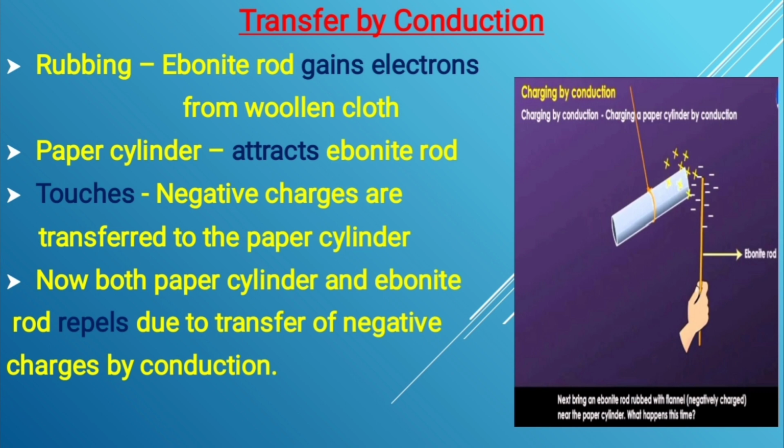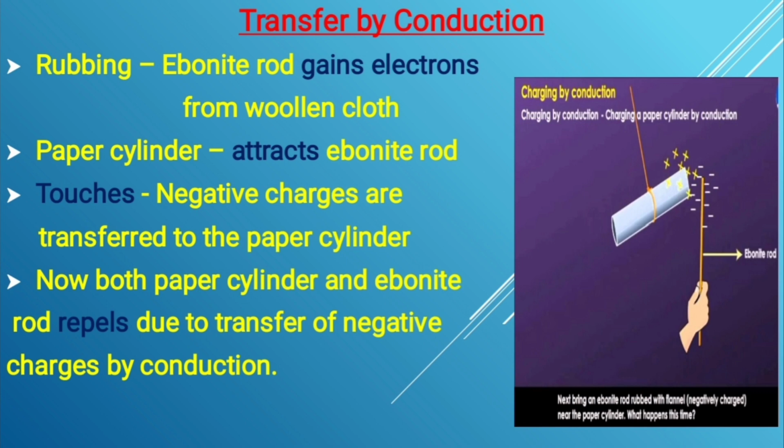Holding it at the top, we hold the paper cylinder in one hand and bring the ebonite rod in the other hand near to it. Let's see what's happening there. Once we bring the ebonite rod, which is a negatively charged material, near to the paper cylinder, they attract each other and touch each other.